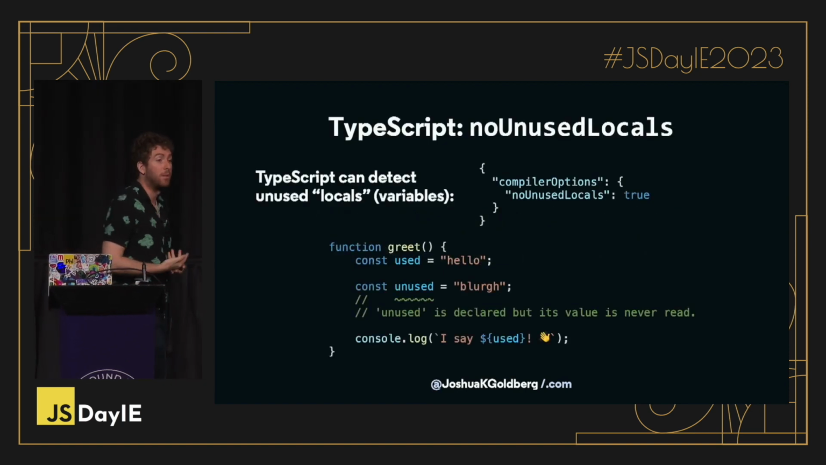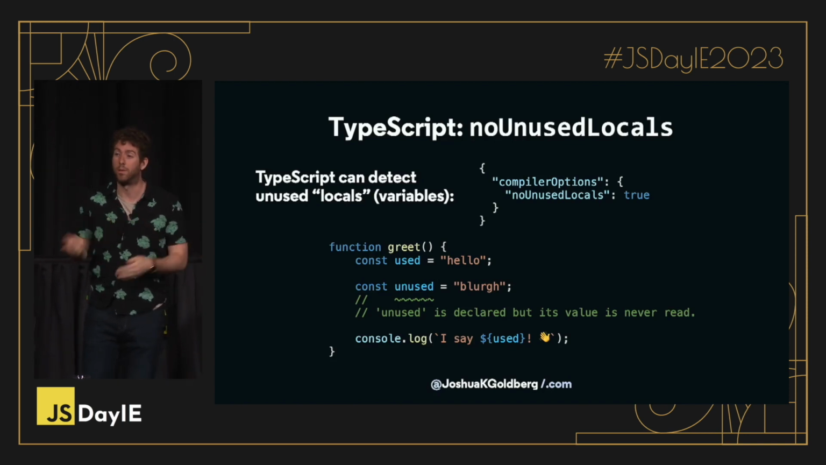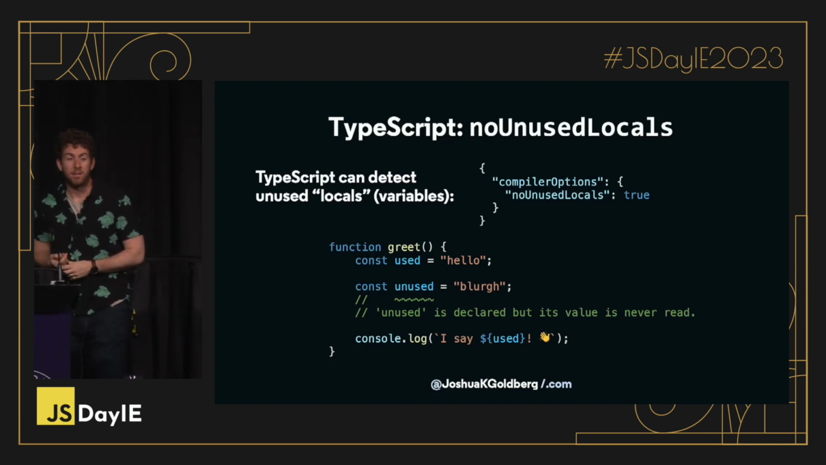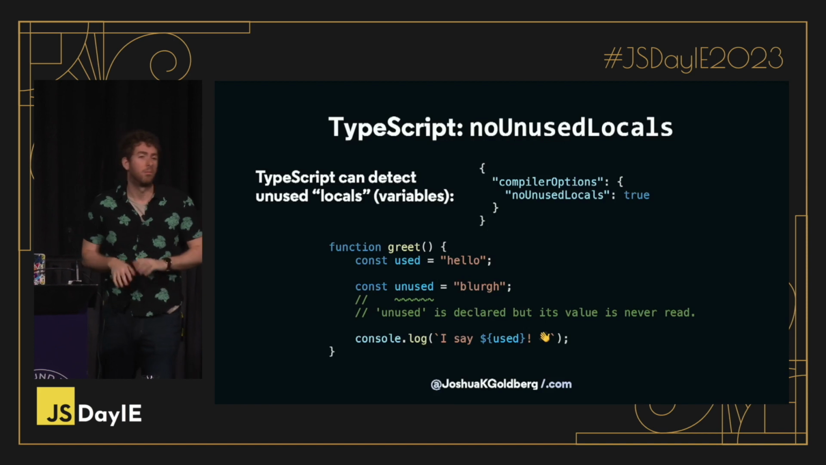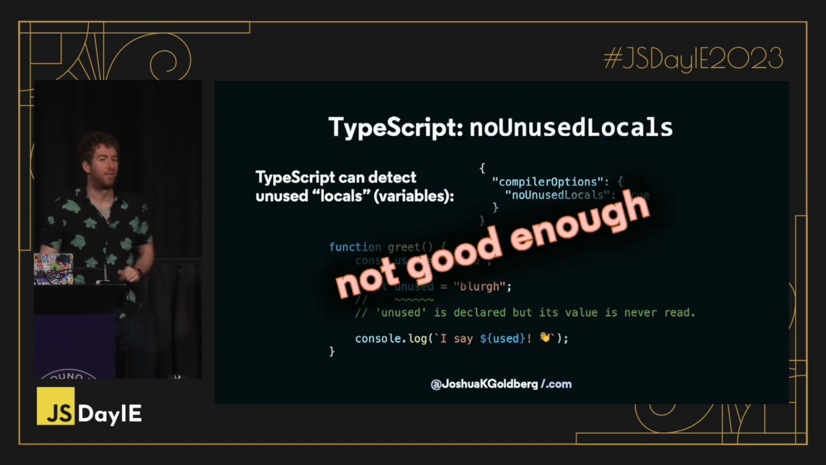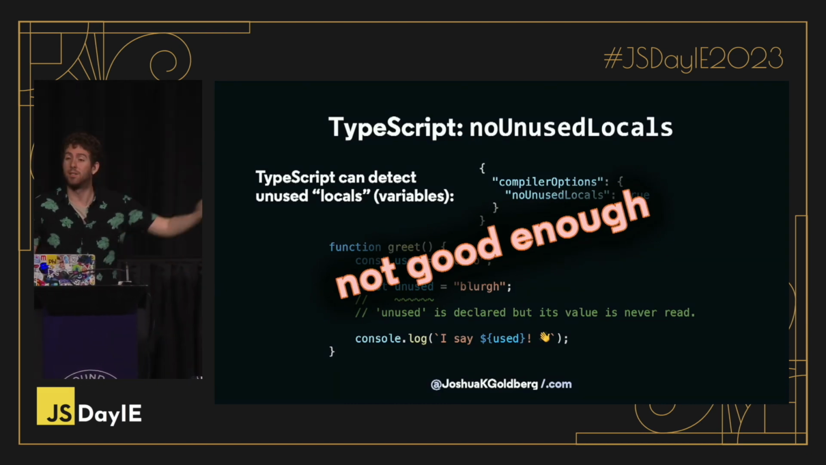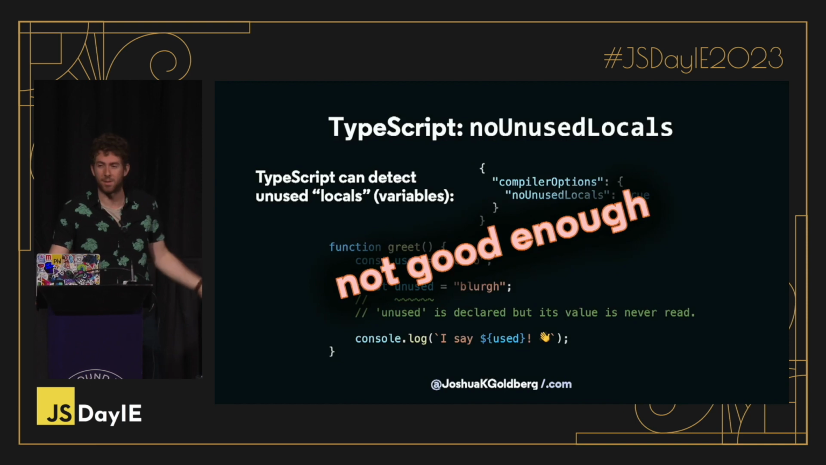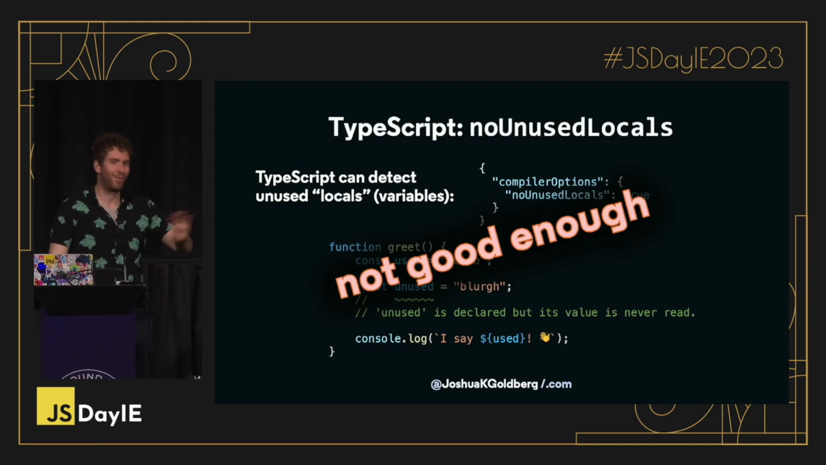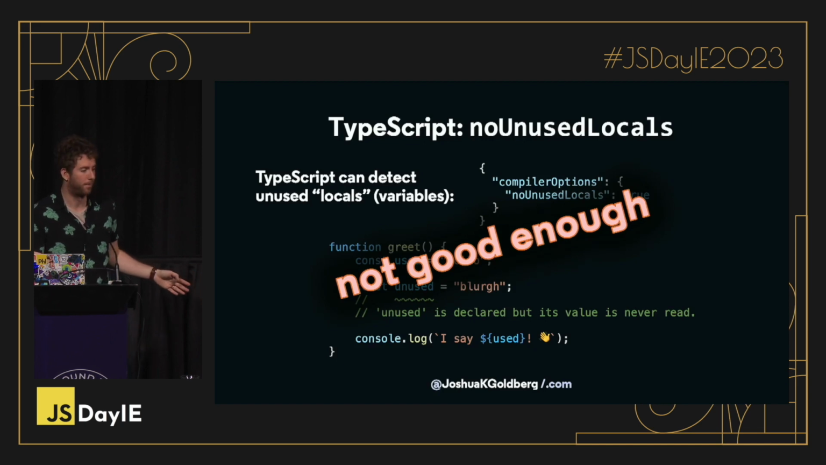TypeScript does have a couple of compiler options for this. One is no unused locals or local variables. And it'll detect that if you create a variable and then don't use it, hey, that's not allowed. But for me, that's not good enough, because TypeScript compiler options are all or nothing. They're not super configurable. You can't ESLint disable next line a compiler option specifically. TypeScript has its own comment directives, but they're much less powerful than ESLint's, intentionally.